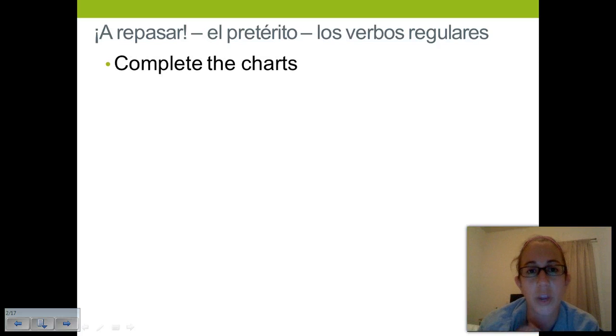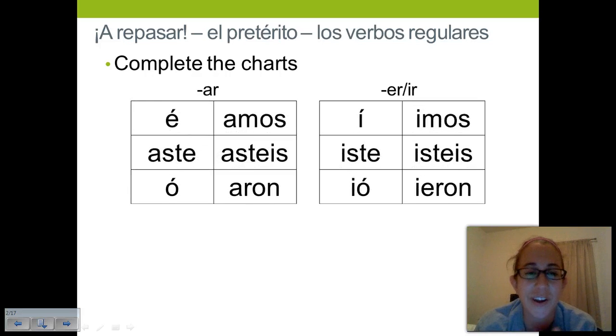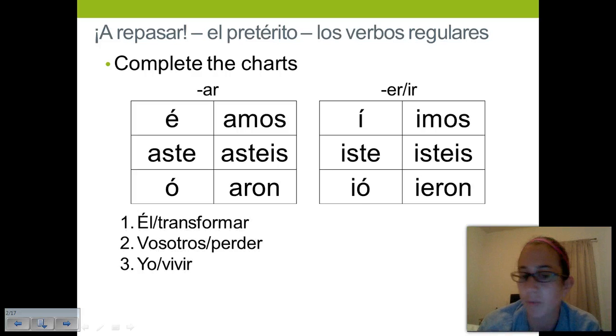So first of all, we've got our regular preterite verbs. I want you to go ahead and complete those charts on your notes. We've got our AR verbs, and then we've got our ER and IR verbs. After you get those written down, I would like for you to do those 3 practice problems: el transformar, vosotros perder, and yo vivir. Go ahead and conjugate those 3 verbs in the preterite tense. I'll wait.